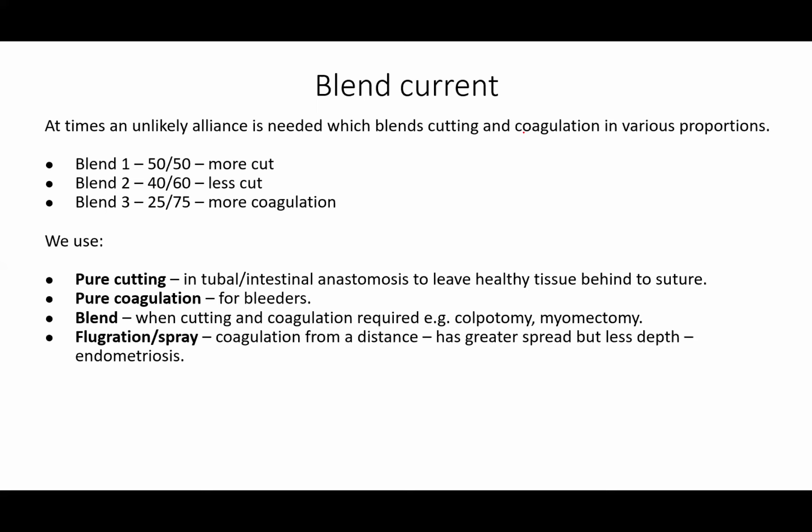So when you anastomose, you have a high tendency of failure or breakdown. You use pure coagulation for bleeders. Blend, when cutting and coagulation are required at the same time. So you see, you need to understand when to use blending, e.g. in hysterotomy or myomectomy. So what you'll be setting on your machine now is blend.